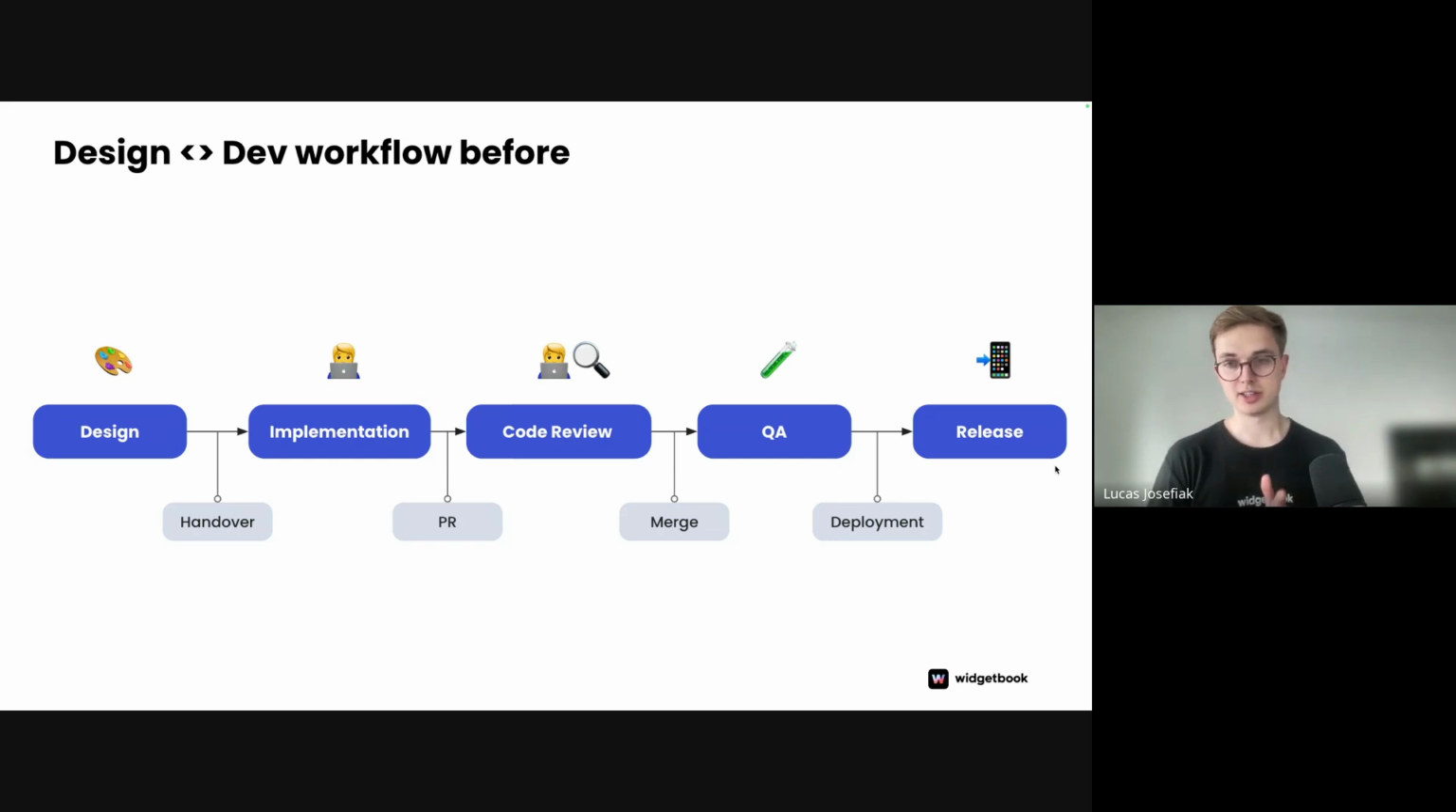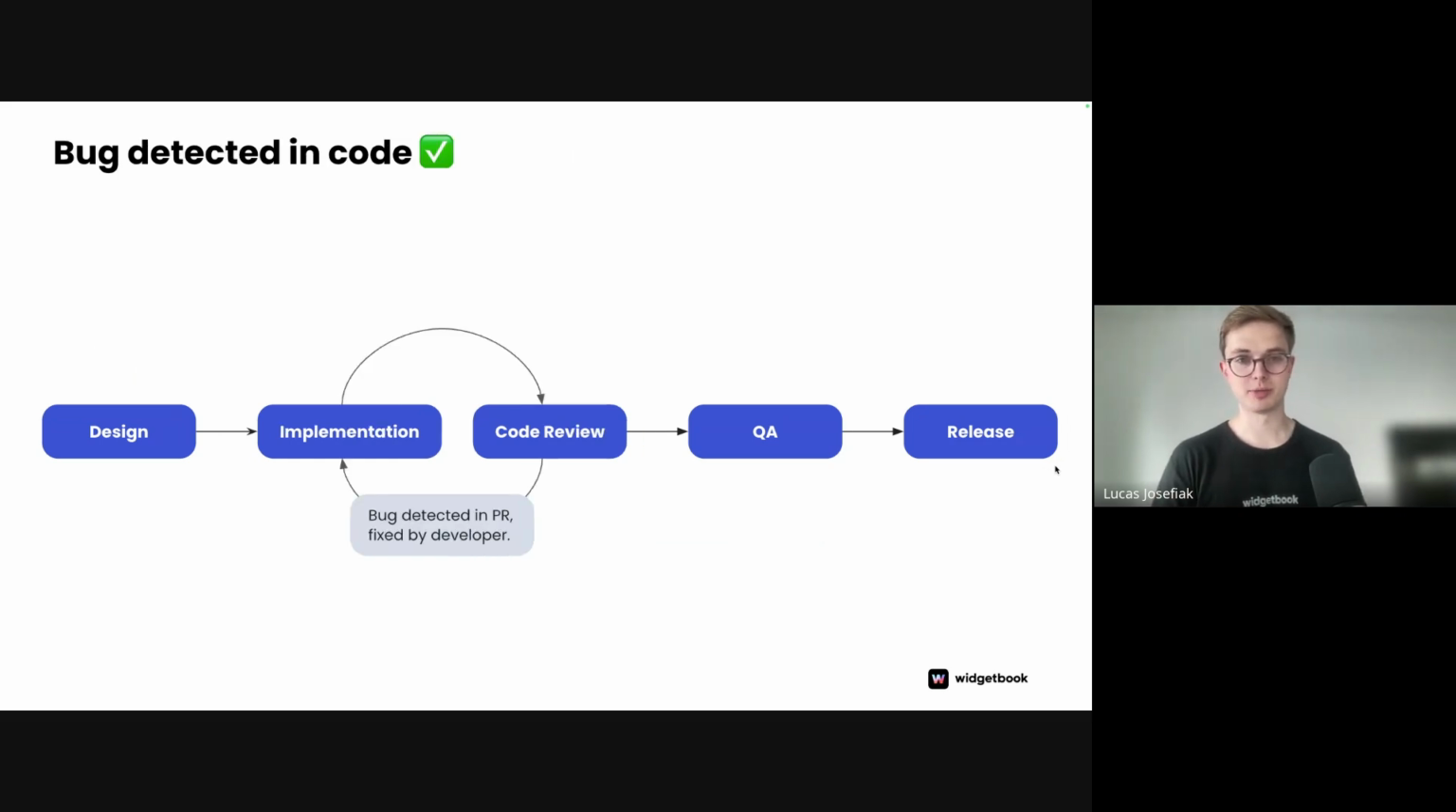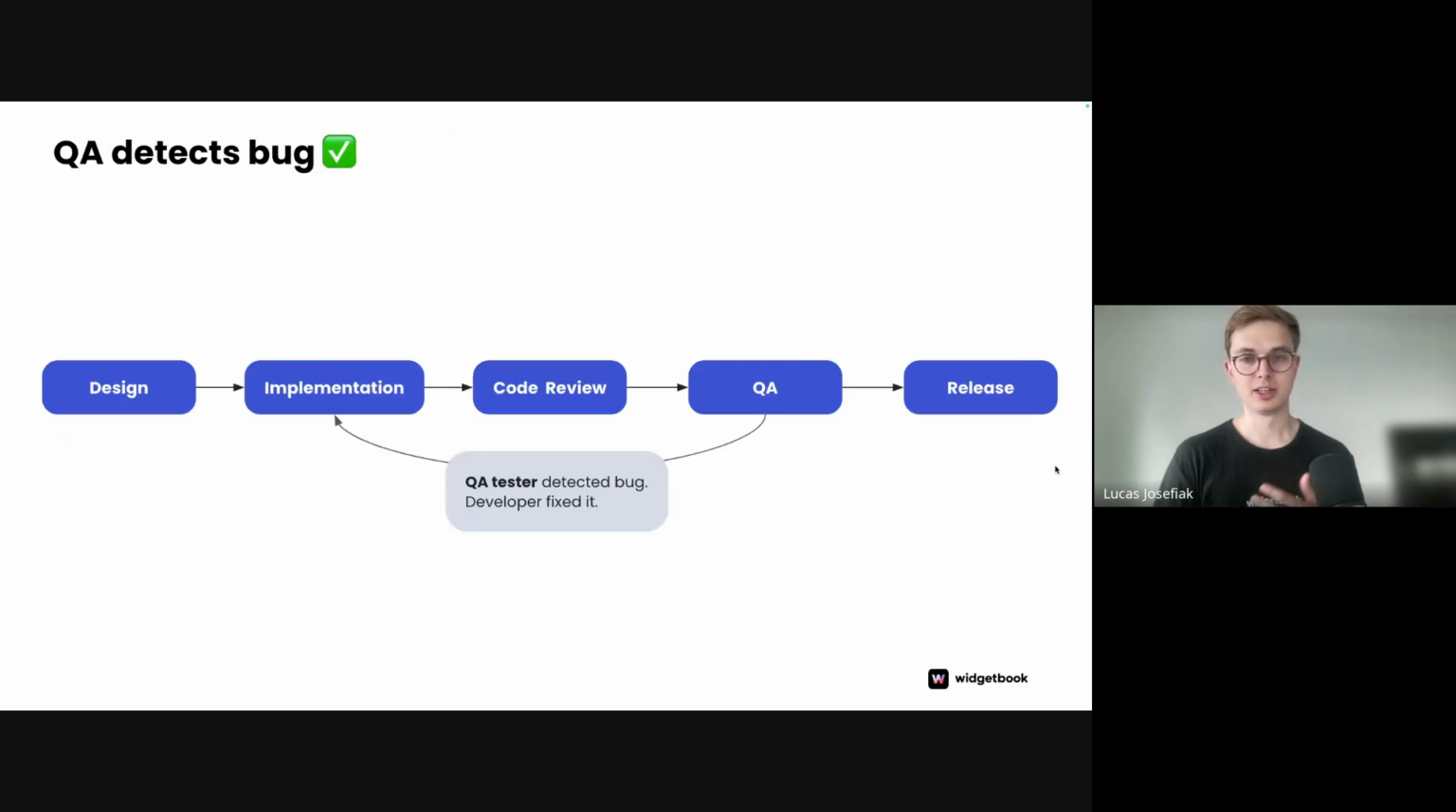And then we have the deployment, and finally the release where the customer can use the app. This process works really well for detecting bugs in the code, because we have a code review, and we can use tools like GitHub, GitLab, Azure DevOps, Bitbucket, or other Git providers to easily do a pull request review where we detect the bug in the pull request, and we can just fix it with the developer. Easy done.